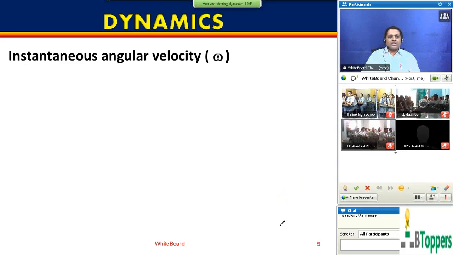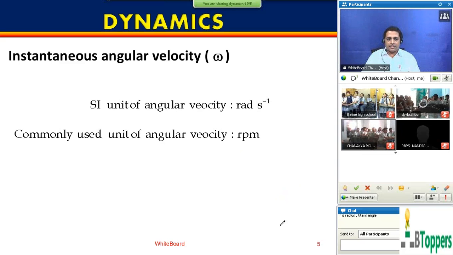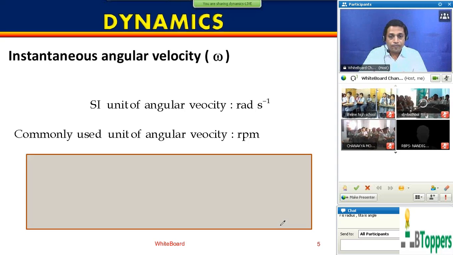Okay, then for instantaneous angular velocity, the SI unit of angular velocity is radians per second. Another commonly used unit of angular velocity, whether it is instantaneous angular velocity or angular velocity, is RPM. It means rotations per minute, or in some cases, it can also be called revolutions per minute. Because rotations and revolutions are just two subsections of what is broadly classified as circular motion.